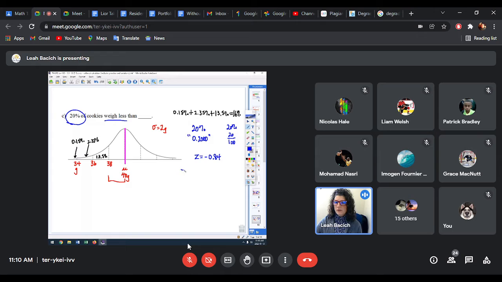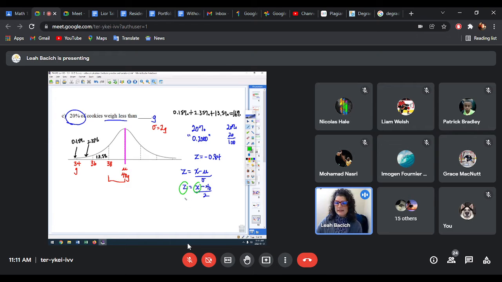So if I go to my formula, Z equals X minus mu over sigma. And you might say, well, why did I need the Z score? Well, I'm looking for X, because I'm looking for a number of grams that the cookies weigh. And then I would have had minus mu, which is 40, over 2. So in this case, I had 2 unknowns. I can't solve an equation for 2 unknowns at the same time. So this is where it's really important to read the question.